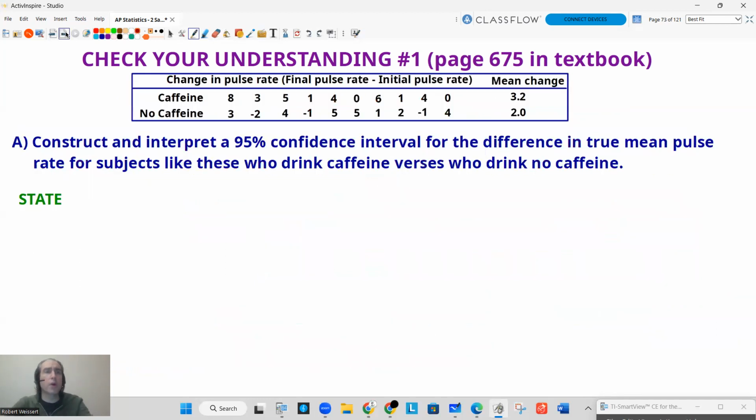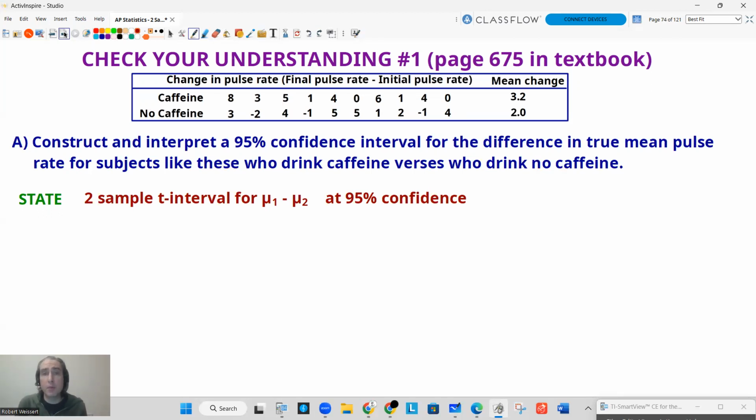So let's look at this first part here. Construct and interpret a 95% confidence interval and the true mean pulse rates for subjects like these who drink caffeine versus who drink no caffeine. Well, we want to state what we're doing. We want to name the interval. So what is this interval? Well, it's a 2-sample t interval for mu1 minus mu2.